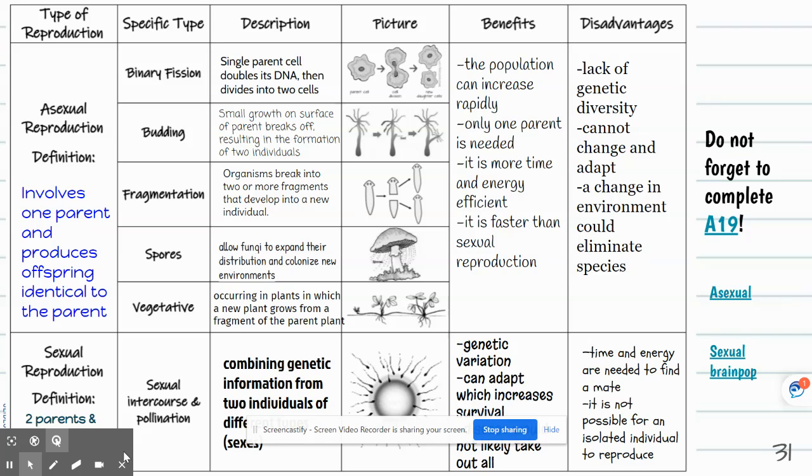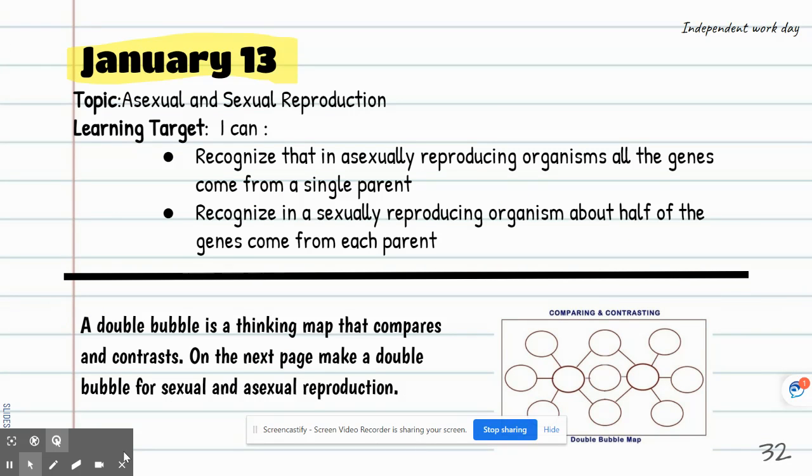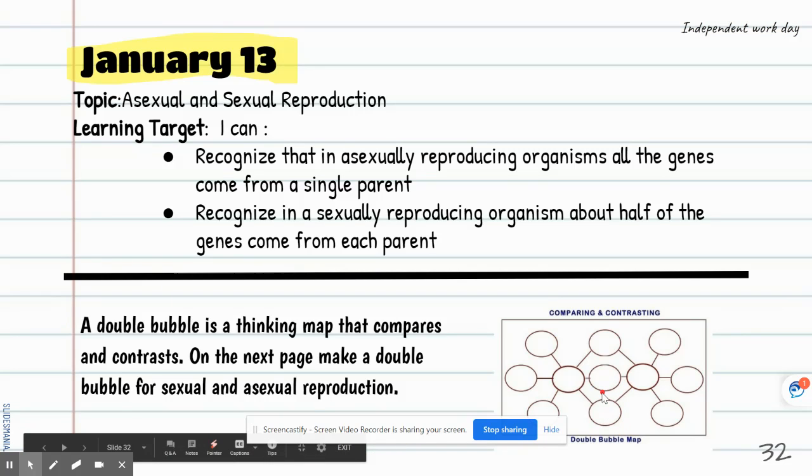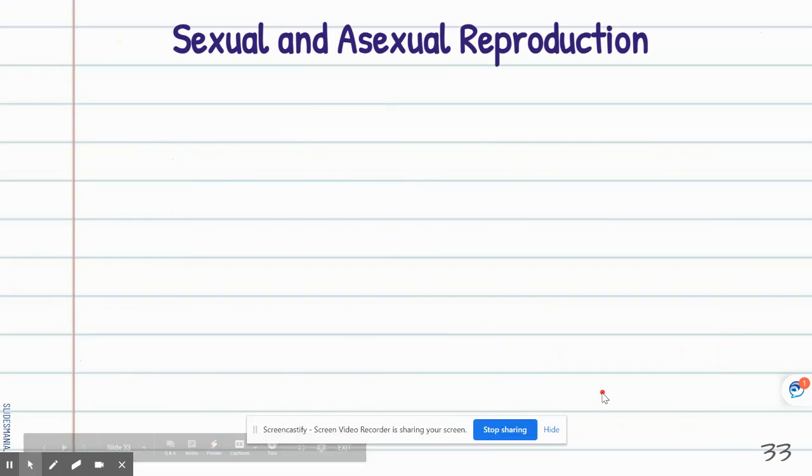Homework for Thursday is to practice by completing assignment 19. On Friday, you're going to do a double bubble comparison and contrast. So how are asexual and sexual reproduction similar? Those go on the bubbles that they share. And then how are they different? Those go on the ones on the outside there. And that will go right there.